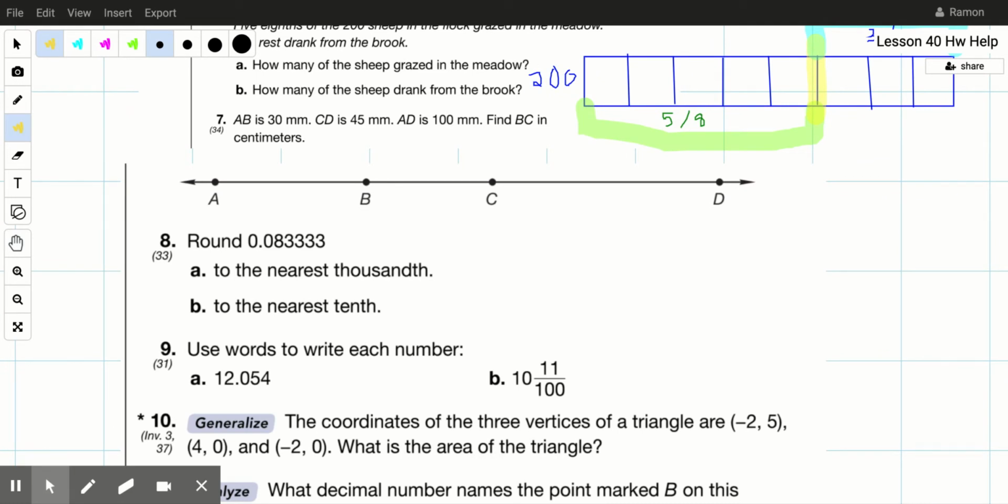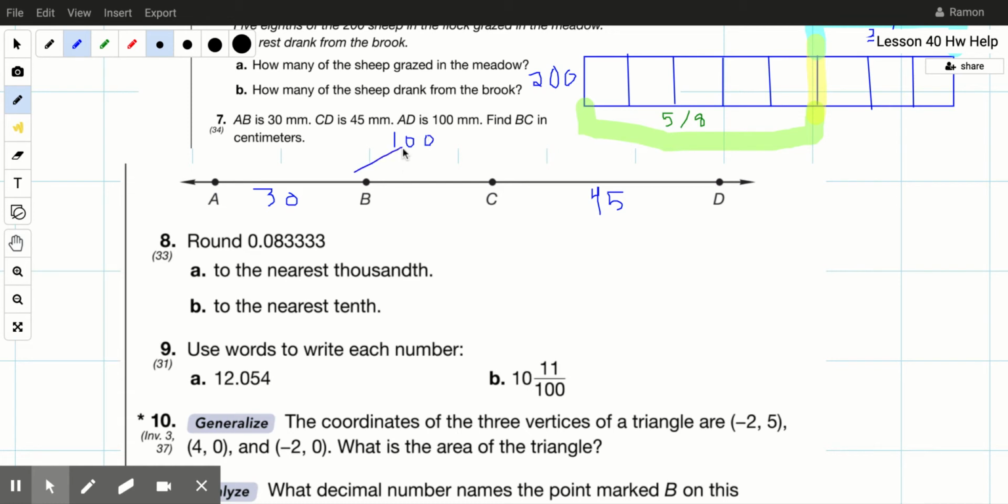7, AB is 30 millimeters. Okay, simple enough. CD is 45. The entire thing is 100. We gotta find BC, but in centimeters. So this is actually gonna be a multi-step problem.